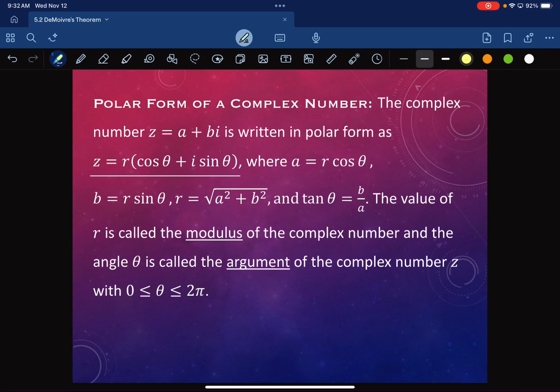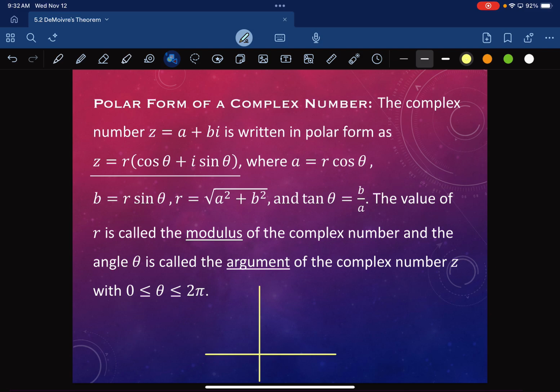r is called the modulus. That angle theta is called the argument. And the angle theta is between 0 and 2 pi. It looks awful, but it's actually all stuff you know. I'm going to show you why you know it, but this is all compacted into one definition with it together. So let's take a look at why it is you know this.